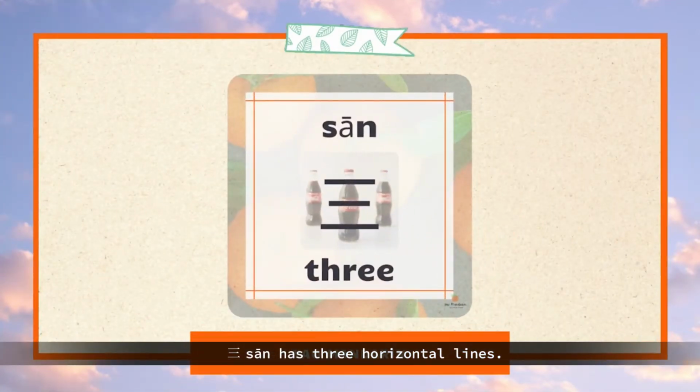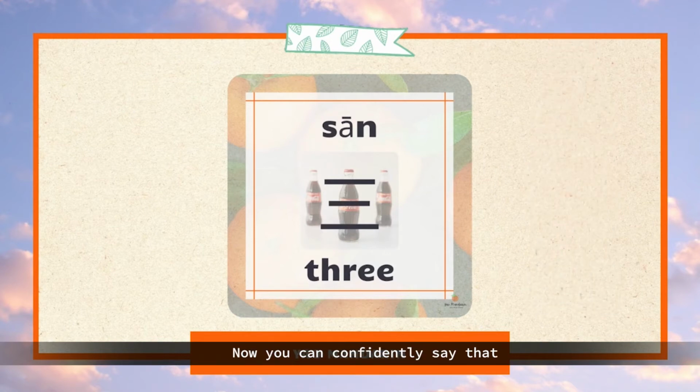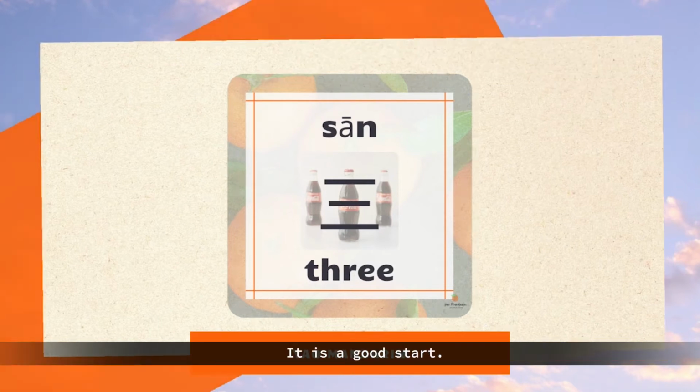3 has 3 horizontal lines. We prefer to make the middle one shorter and the bottom one longer. The shape is like a Coke bottle. Now you can confidently say that you know how to write Chinese. It is a good start.